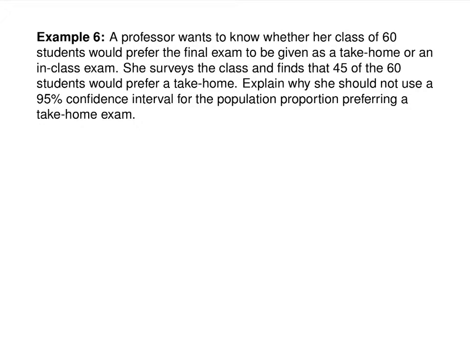All right, last one. The professor wants to know whether her class of 60 students would prefer the final exam to be given as a take-home or an in-class. She surveys the class and finds that 45 of the 60 students would prefer a take-home. Explain why she should not use a 95% confidence interval for the population proportion preferring a take-home exam. So first of all, who are those 15 students who voted against this? Who knows? So the kicker here is that we don't have an estimate. We actually have the true proportion. So unless she has other classes, this class is her entire population.